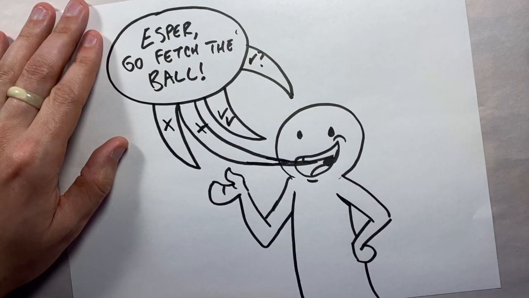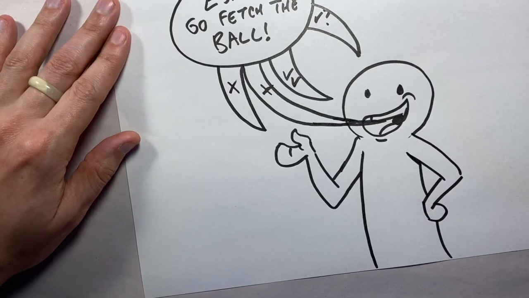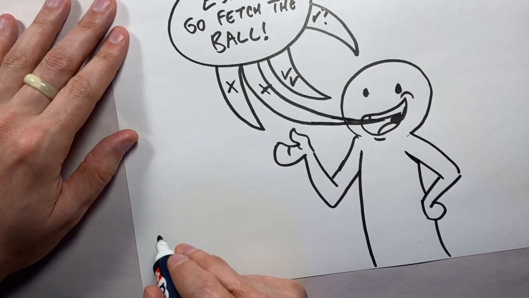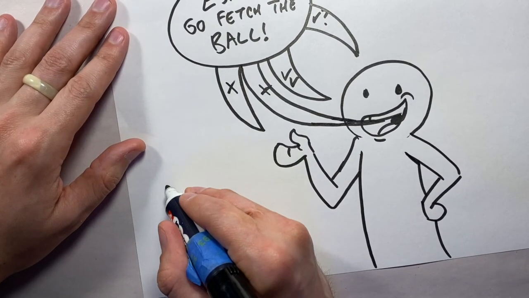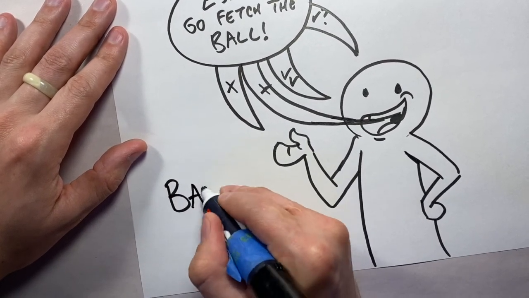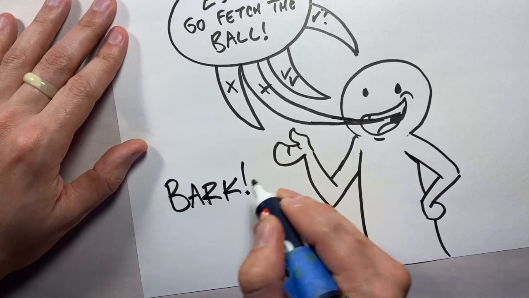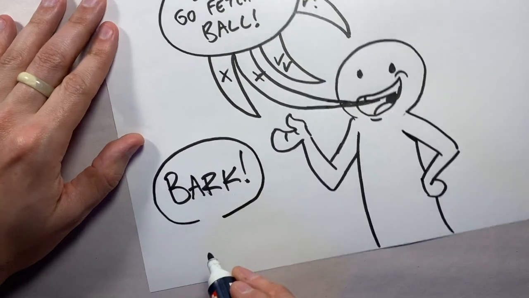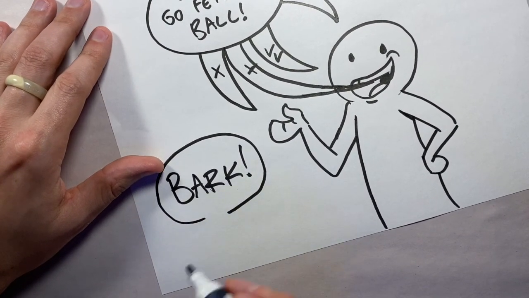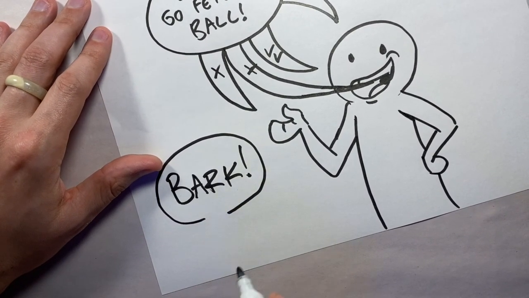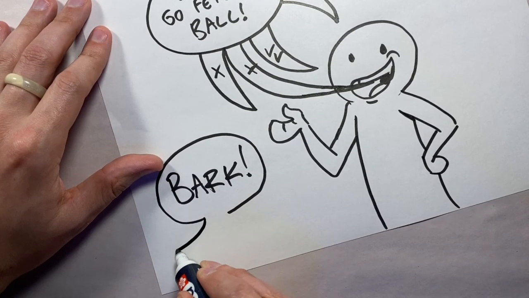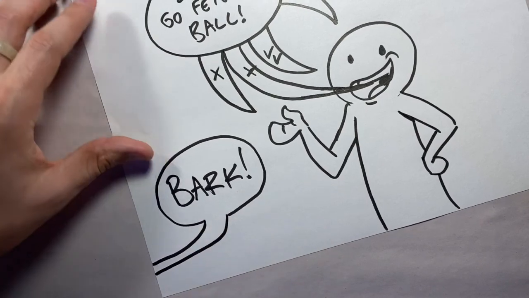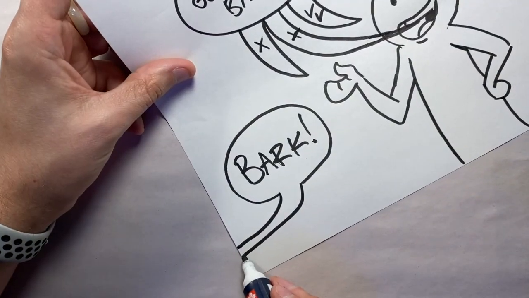Now another thing too is that with word balloons, in case you have somebody yelling from off panel, I'm going to have Esper here yelling bark. The way to indicate that the sound is coming from off screen would be to have the word balloon tail go all the way to the edge here.